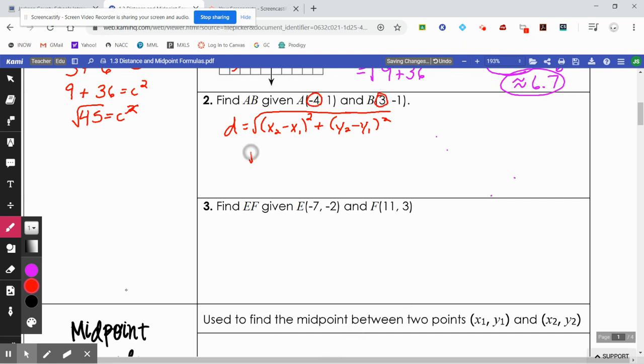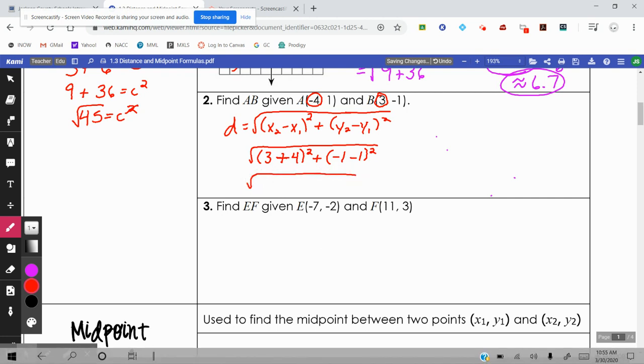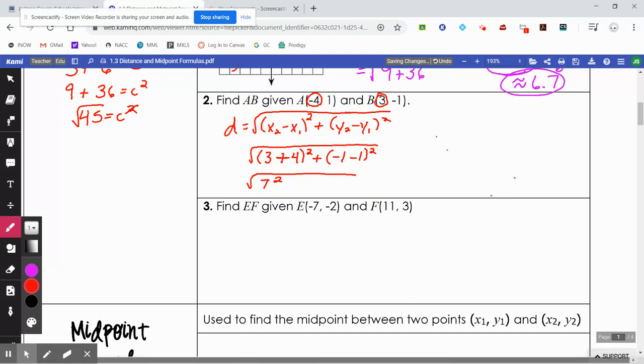So on this problem, we have the square root in parentheses of 3 minus, the first x is negative 4. Minus minus, we always turn into a plus. The second y is negative 1 minus the first y is positive 1. And notice there we don't have the negative, so we leave it. So that turns into 3 plus 4 would be 7 to the second power. Plus negative 1 and negative 1 is negative 2 to the second power.